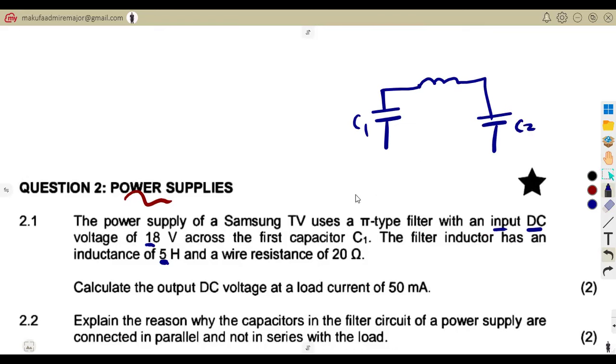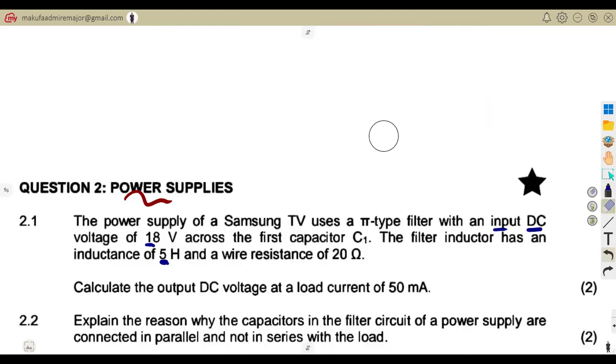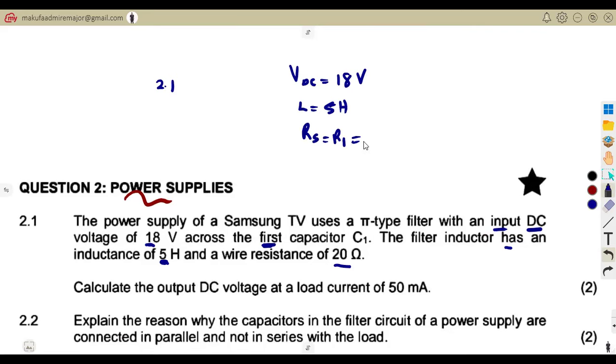Remember, guys, from your introduction, we're not going to waste much time there. So they said this is across the first capacitor. So the voltage across the first capacitor that they are referring to is our VDC. So we are given VDC of 18 volts. Then the inductor has an inductance value, which is 5 henries, and a wire of what? 20 ohms, which is the resistance. So you can call this the series resistor, or you can just refer to it as R1, which is 20 ohms.